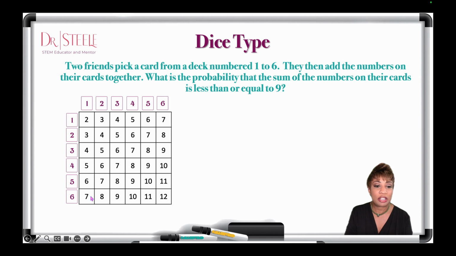So numbers that are less than or equal to 9 are going to be here, and that's quite a bit. So instead, I'm going to do the numbers that are greater than 9. So we're going to have 10, 11, and 12. And so we have 6 out of, again, 6 times 6 for 36, that are greater than 9, but that's not what the question is asking.